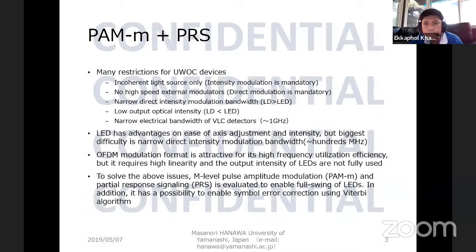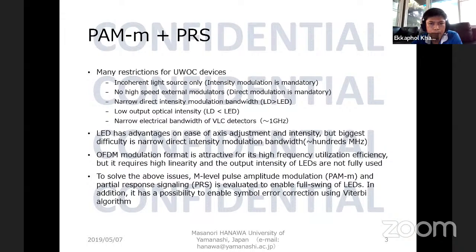Let's continue. As you know, there are many restrictions for underwater wireless optical communication devices. All devices are incoherent. Unfortunately, we cannot use coherent modulation format and coherent detection. And we don't have high-speed external modulators. So we need to apply direct modulation only.